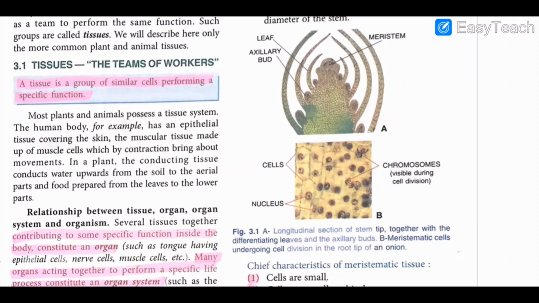Okay, then the meristematic tissue can be classified into two categories. That's the apical meristem and cambium or lateral meristem. So meristematic tissue is also divided into two subtypes. That's your apical or terminal and cambium or lateral. So let's go on to the next page and let's see what these subtypes are all about.